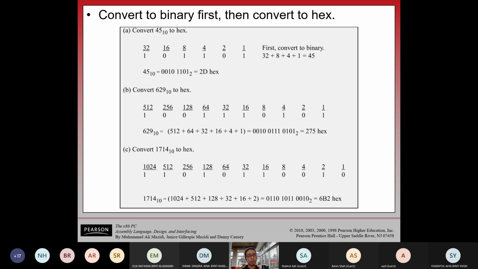So you get that, and then this one you convert to hex by grouping in fours. This will be 0 0 1 0, which is 2, and this is D. So it is 2DH. Did you manage to get it? Similarly for the other two examples.